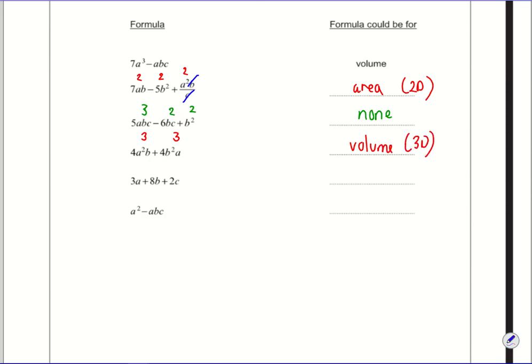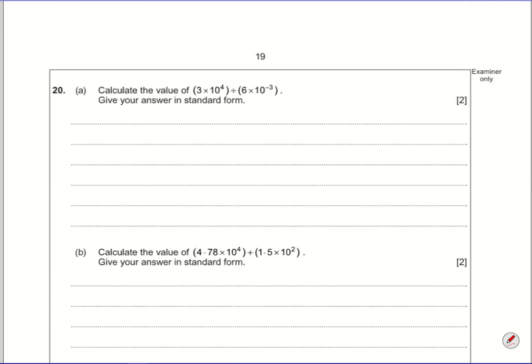The next one's even easier. We've got 1 letter there, 1 letter there, and 1 letter there, and that's length, because length is 1-dimensional. And then the bottom one there, we've got a squared, which is 2 letters, ABC, which is 3 letters. That's a mix again, so that's none. Okay, so area, none, volume, length, none. And then we've got 2 questions left.